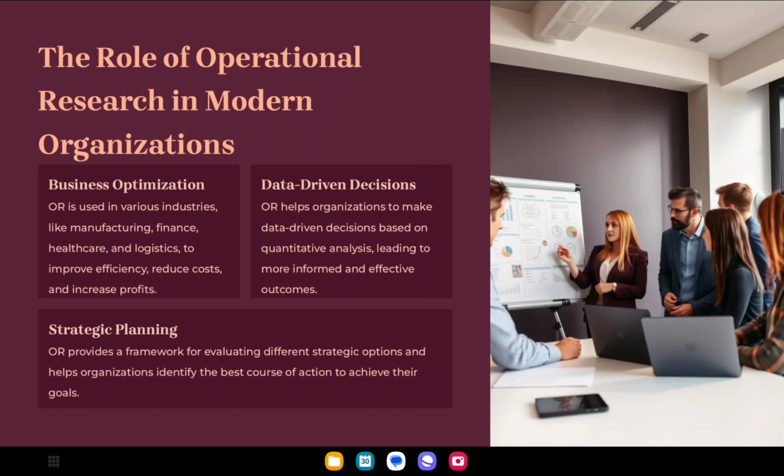Data driven decisions. Operational research transforms raw data into actionable insights. By using quantitative analysis, organizations can predict outcomes and make decisions with confidence. Strategic planning. OR helps leaders evaluate multiple strategic options, such as launching a new product or entering a new market, and choose the most beneficial course of action. This approach ensures long term success and sustainability.